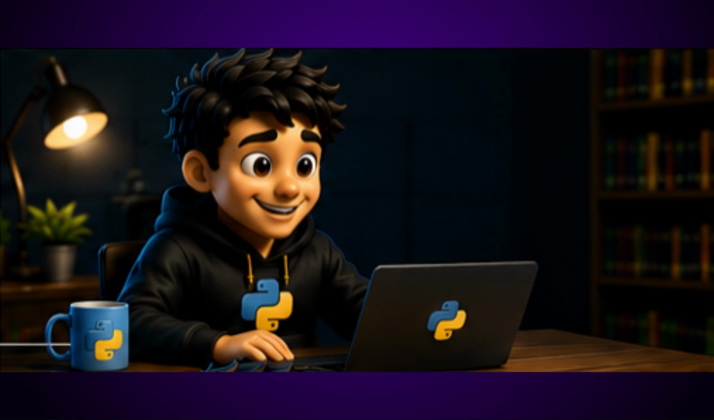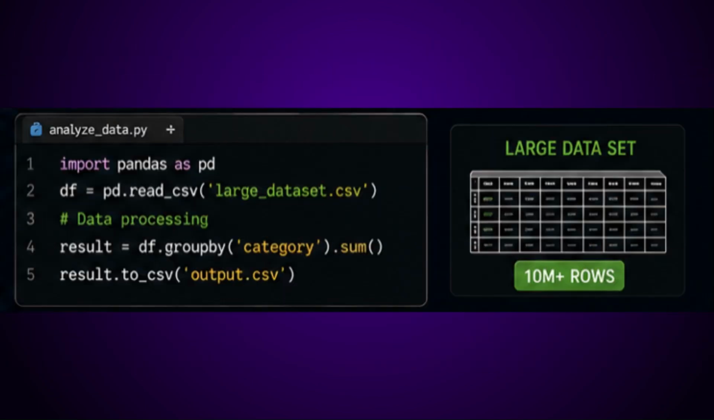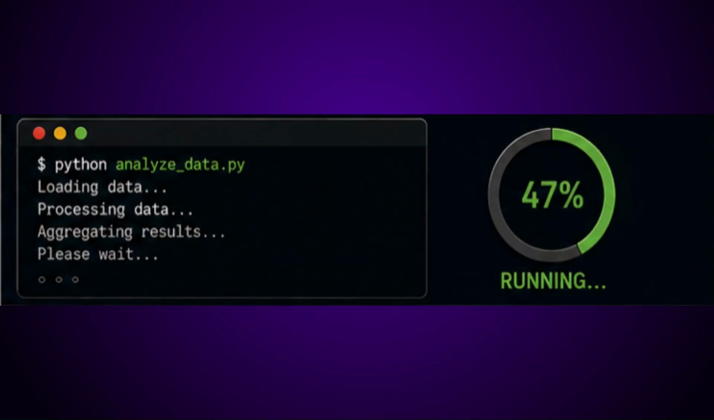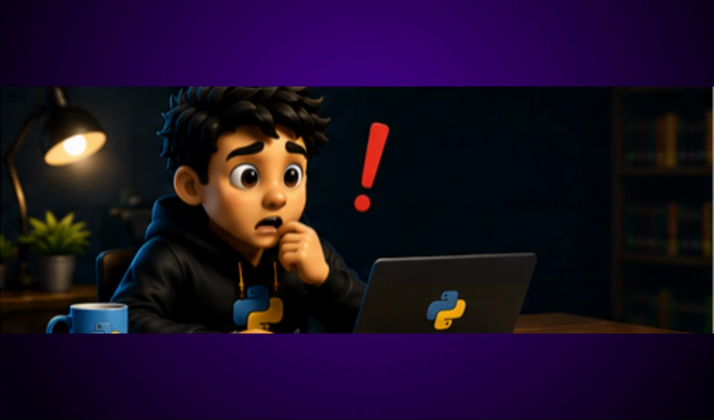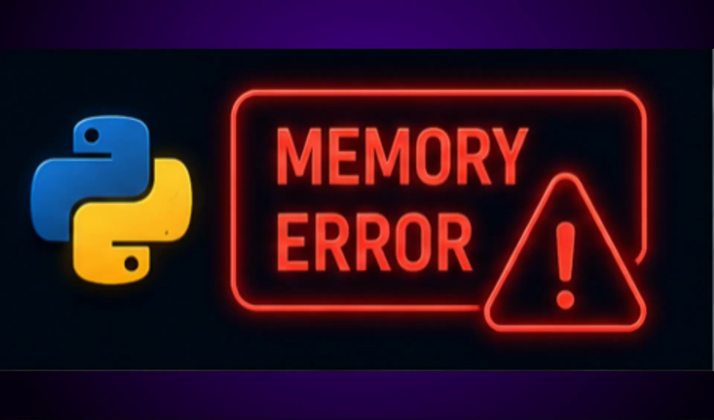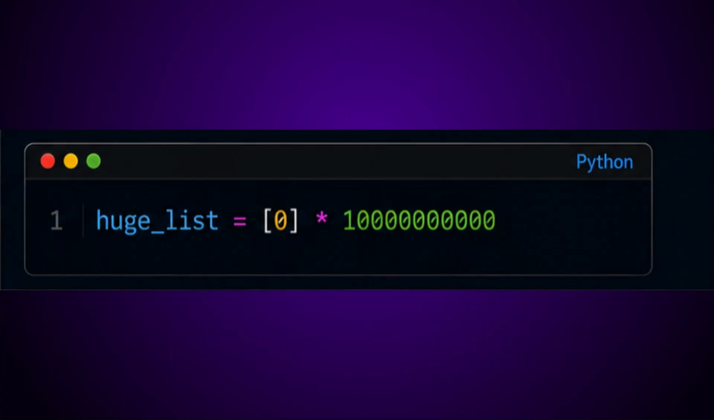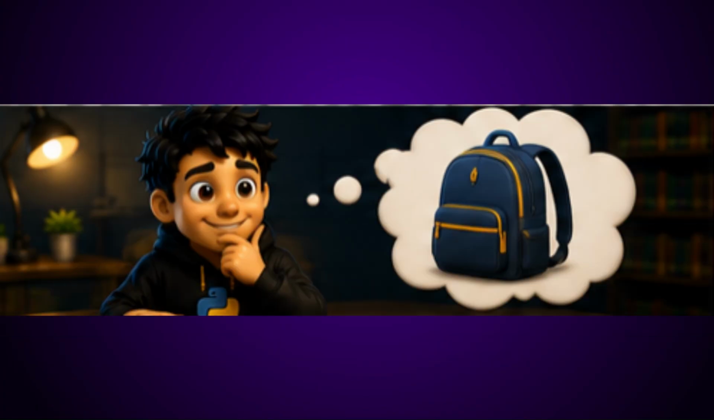Alex is working with a large Python dataset. Everything looks correct. The code starts running. But after a few moments, Python suddenly crashes. This error is called memory error, and it happens when Python runs out of available memory.